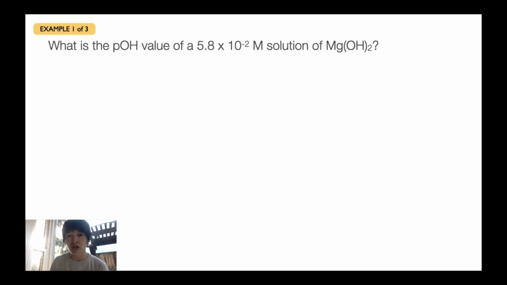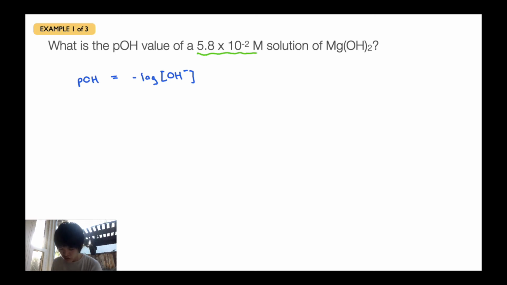Okay, so we've got 3 examples for this video. In this first example, what is the pOH value of a 5.8 times 10 to the negative 2 molar solution of magnesium hydroxide? What we should already do is write down the pOH equation. pOH is equal to the negative log of the concentration of hydroxide ions. What is the concentration of the hydroxide ions? Is it this right here?